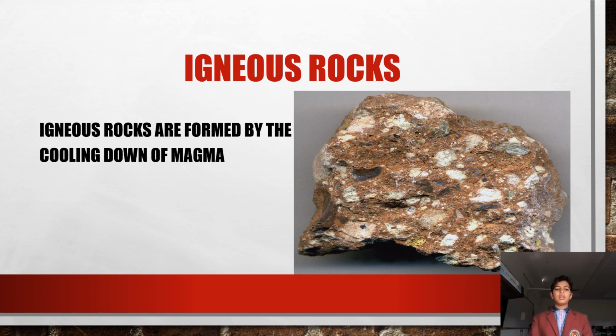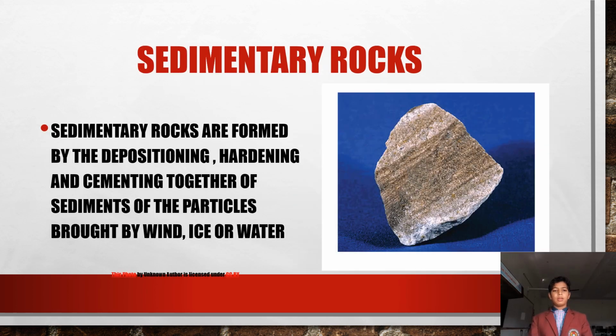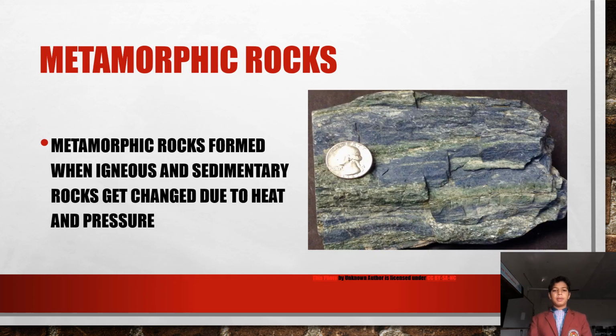Igneous rocks. Igneous rocks are formed by cooling down of magma. Sedimentary rocks. Sedimentary rocks are formed by depositing, hardening, and cementing together of sediments of the particles, both by wind, ice, or water. And last, metamorphic rocks. Metamorphic rocks are formed when igneous and sedimentary rocks get changed due to heat and pressure.